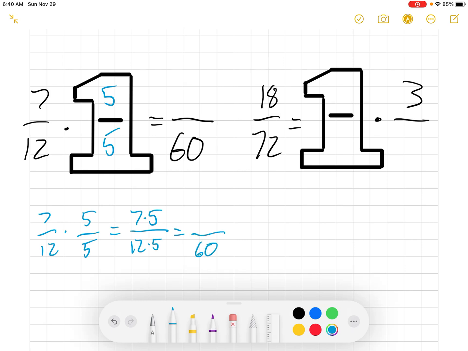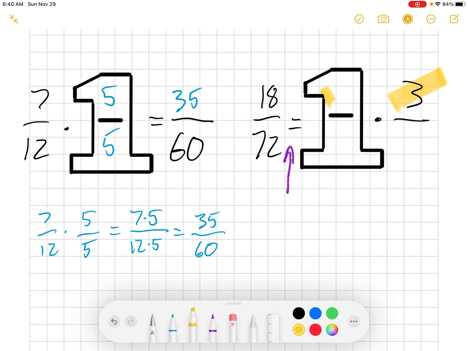I sure hope it's the 60, and the 7 times 5 is 35, right? So there it is. 7 times 5 is 35. If we look at the right one, I hope you picked up on the fact that the equal sign is on the other side, right? I'm not saying 18 times something equals 3. No, that's not what I'm saying.